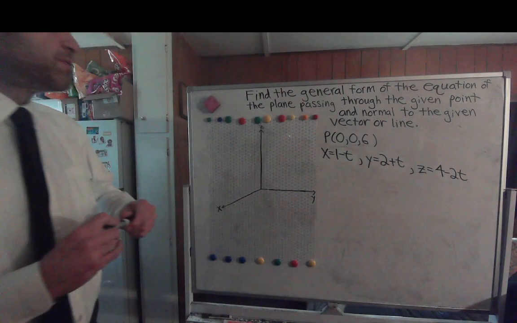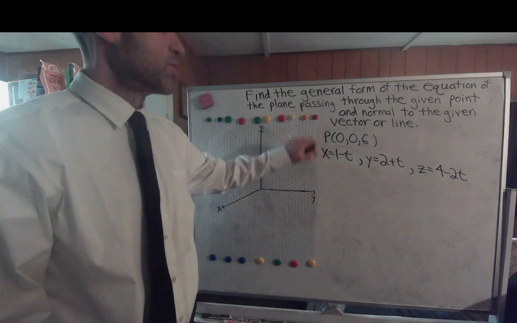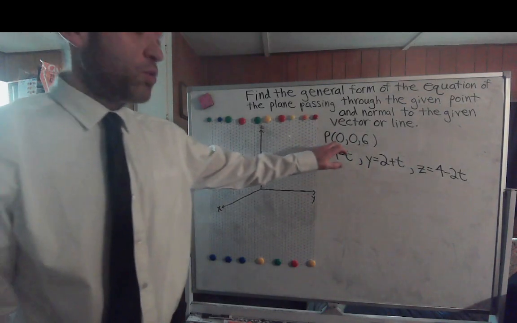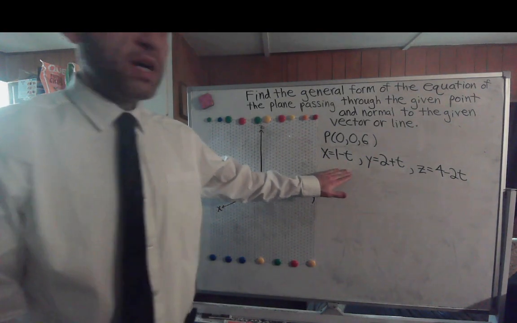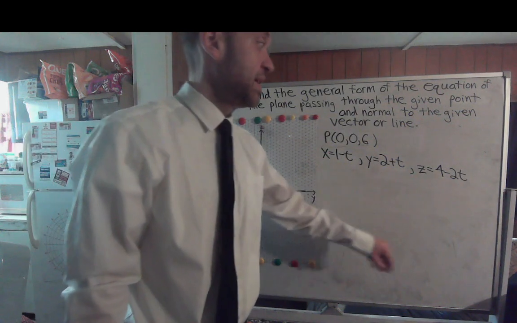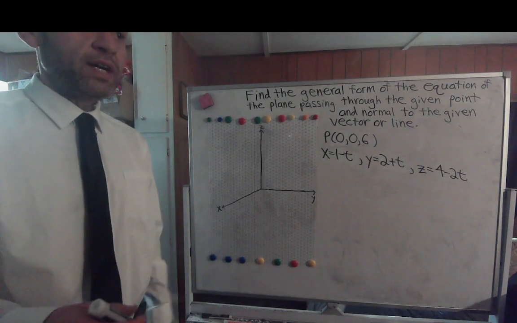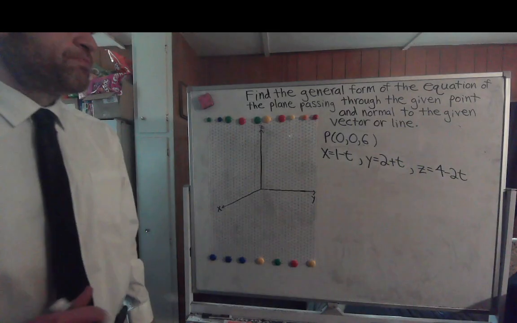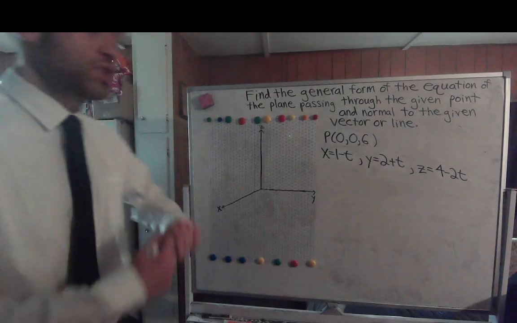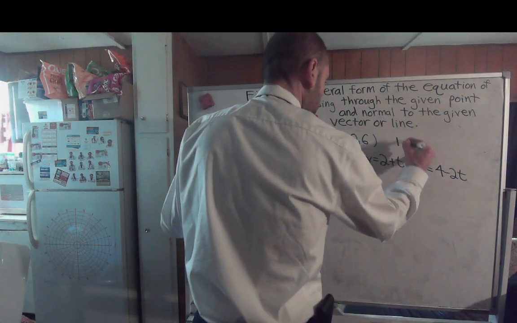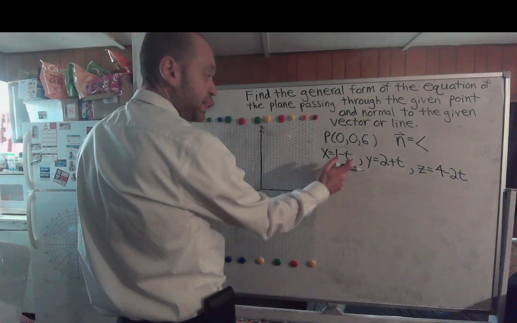Alright, so we want to find the general form of the equation of the plane passing through the given point and normal to the given line, where that point is at 0, 0, 6. The line is x equals 1 minus t, y equals 2 plus t, and z equals 4 minus 2t. Well, we may not have the normal vector, but we have the next best thing. If you have your coefficients of t, those are your direction numbers, so you actually can get the normal vector from those direction numbers. Take your coefficients of t for each of your components.